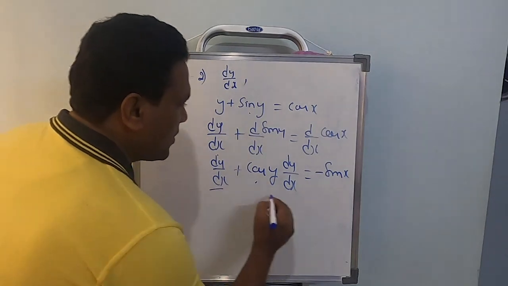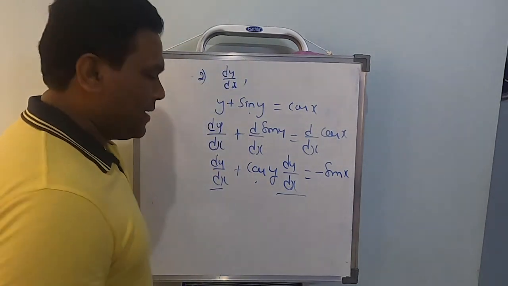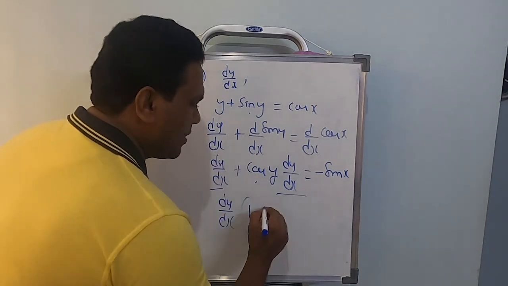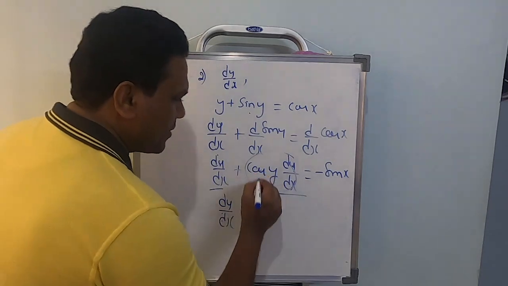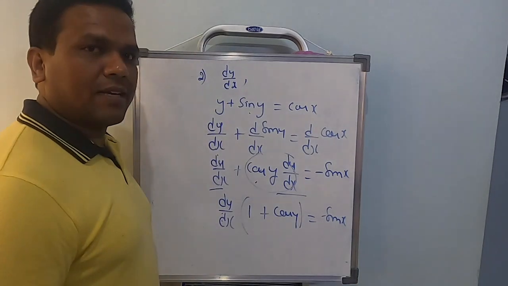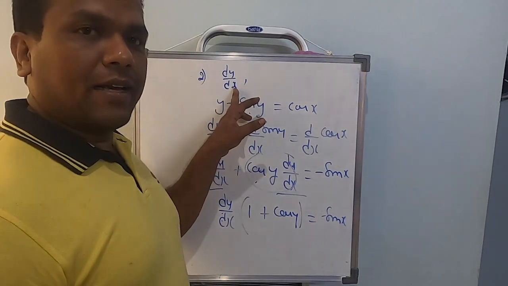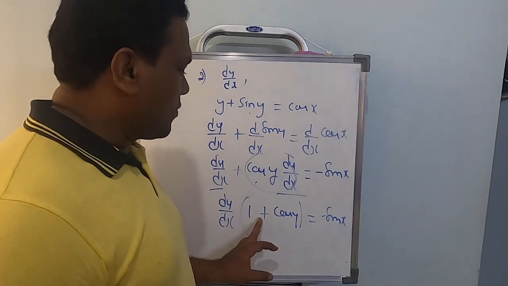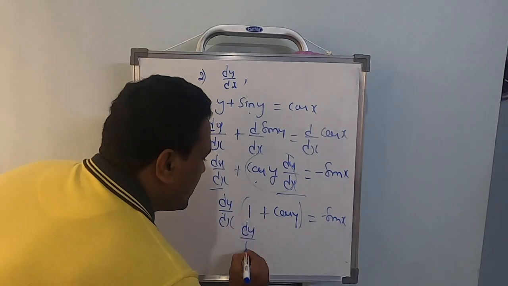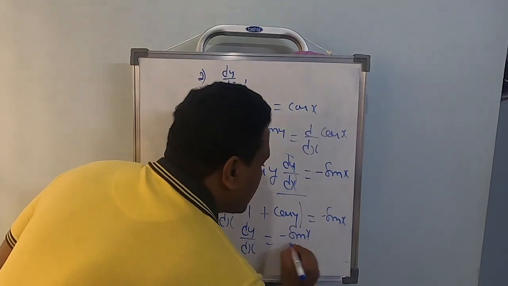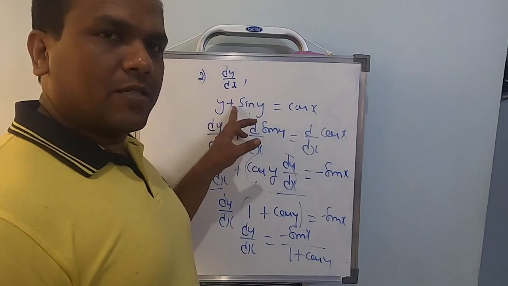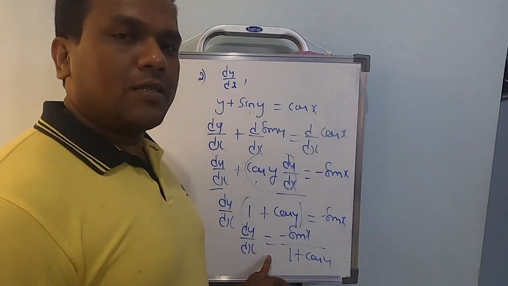Now you observe, there are two terms containing dy by dx. Take it common. In place of this, 1 plus, with dy by dx taken outside, the remaining term will be cos y, and the right side is going to be minus sin x. But the final thing is to find dy by dx, correct? So let's retain dy by dx, and 1 plus cos y will be shifted to the right side. So dy by dx equals minus sin x by 1 plus cos y. This is dy by dx for this one. So you got it. This is how it should be done.